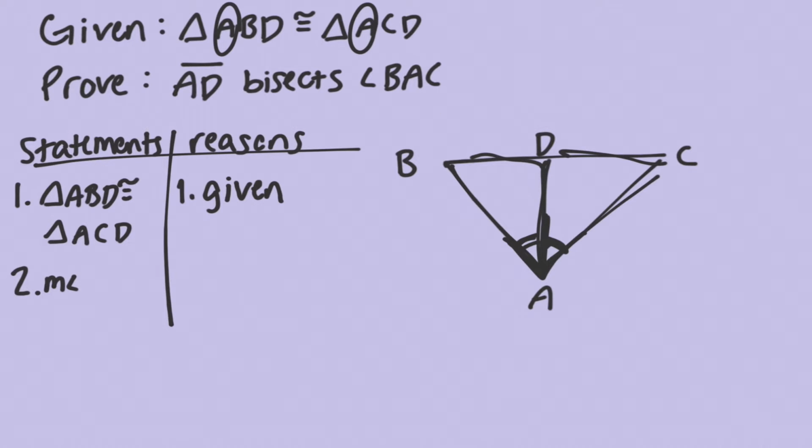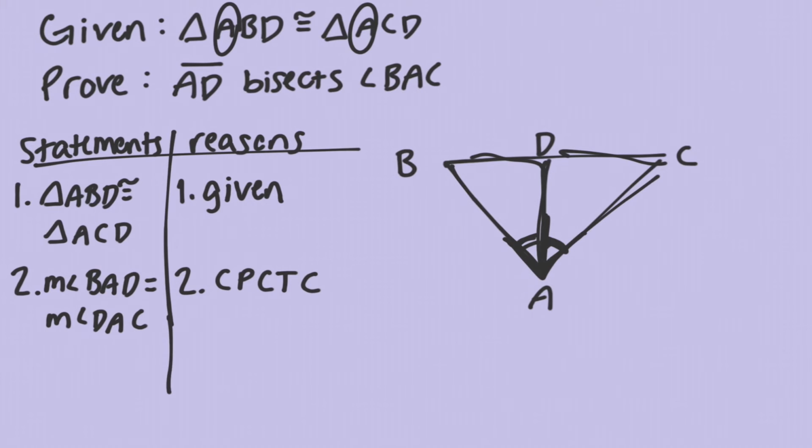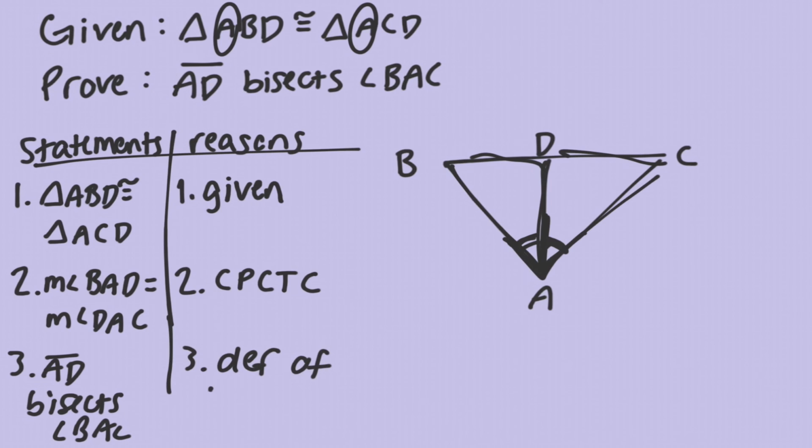So the measure of angle BAD is equal to the measure of angle DAC. And that's because corresponding parts of congruent triangles are congruent. Some people abbreviate it as CPCTC. And finally, because we proved that, AD must bisect angle BAC. And that is by definition of what it means to be a bisector.